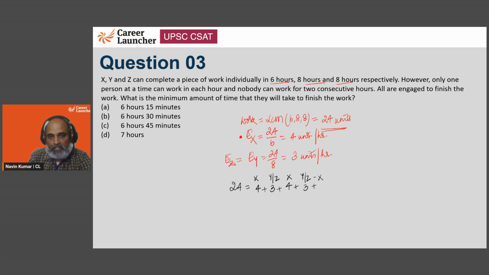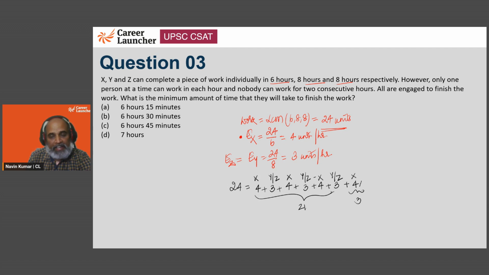Again, X will work and finish 4 units. Again, Y or Z is going to work, will finish 3 units. So this is 21 so far. And then again, X should work. And X is supposed to finish only 3 units left. So since this is 21, we need another 3 from here.